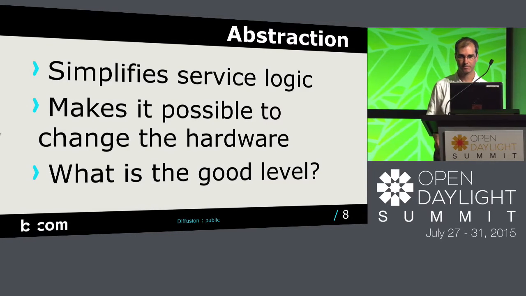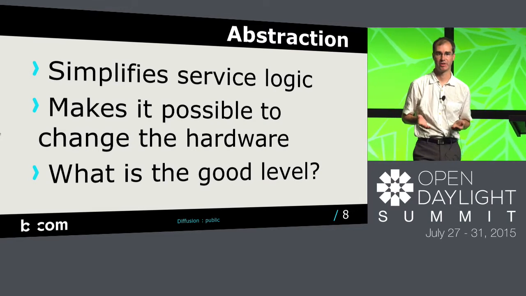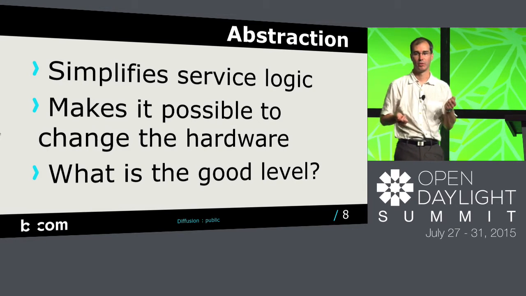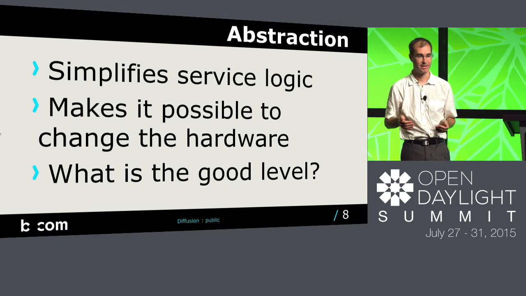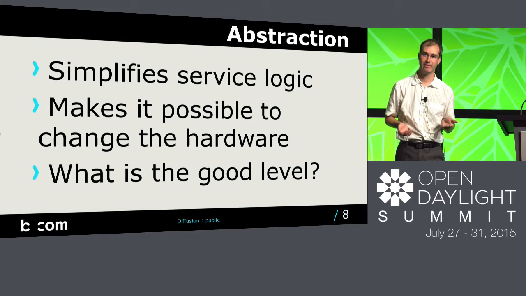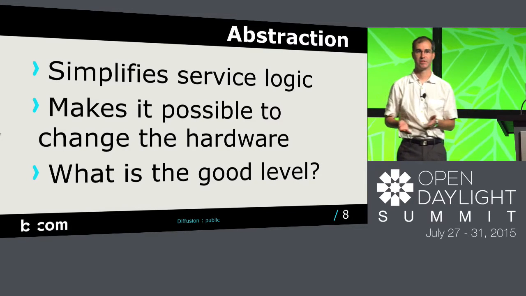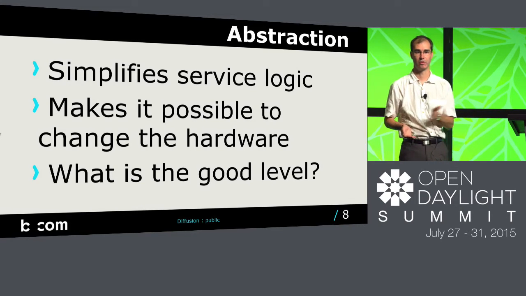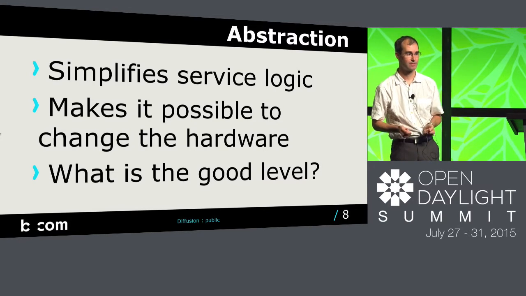So we want abstraction because we want the service logic, here the application that will automate the creation of the VPNs, to be independent of the underlying hardware. It's for two reasons. The first one is that it will simplify the development of this service application. And the second reason is that it will be possible to change the hardware, and we'll see even the management plane, without changing the service application.